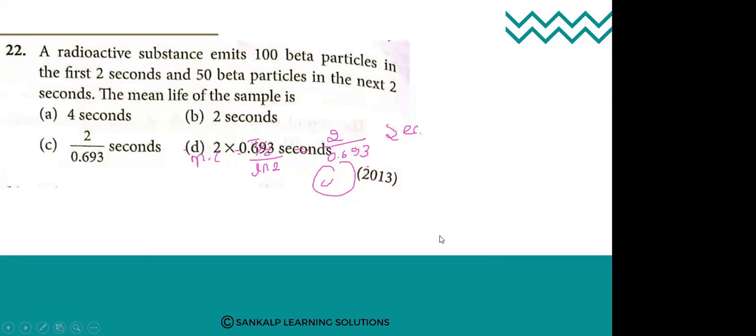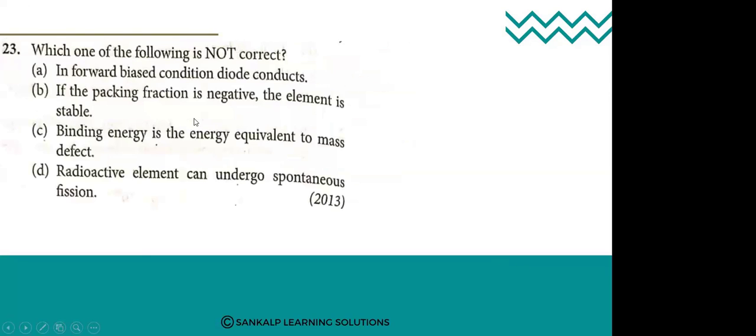Moving towards the next question. Yes, see. Which one of the following is not correct? In forward biased condition, diode conducts. If the packing fraction is negative, the element is stable. Binding energy is the energy equivalent to mass defect. Radioactive element can undergo spontaneous fusion. So which is not correct, you need to tell. Yes, think and tell me which is the right one.